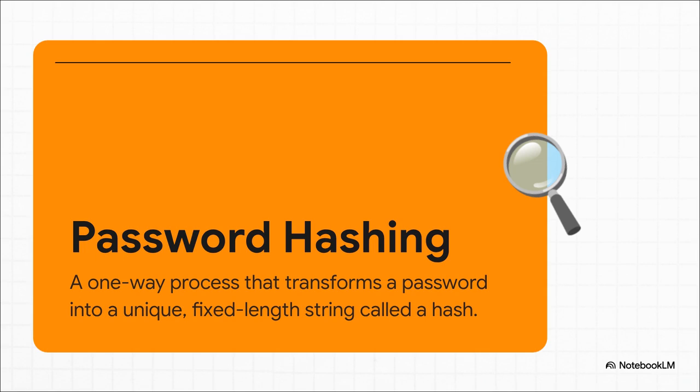Think of it like baking a cake. You can take flour, eggs, and sugar and turn them into a cake, but you can't unbake the cake to get the original ingredients back. Password hashing takes a password, scrambles it into this long, random-looking string of characters called a hash, and that's it. It's a one-way trip. You can never get the original password back from that hash.